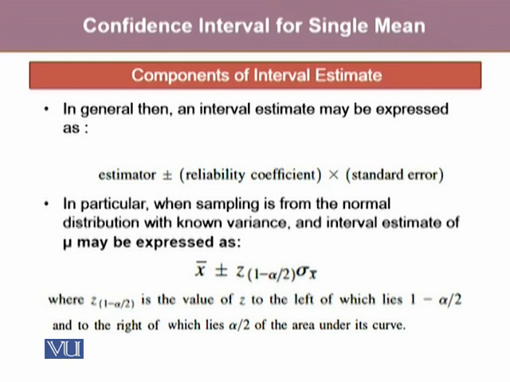In particular, when sampling is from a normal distribution with known variance, an interval estimate of mu may be expressed as x bar, which is a point estimator of mu, plus minus z 1 minus alpha by 2, which provides us the reliability coefficient, and sigma x bar, which provides us the standard error. Here z 1 minus alpha by 2 is a value of z to the left of which lies 1 minus alpha by 2, and to the right of which lies alpha by 2 of the area under its curve.